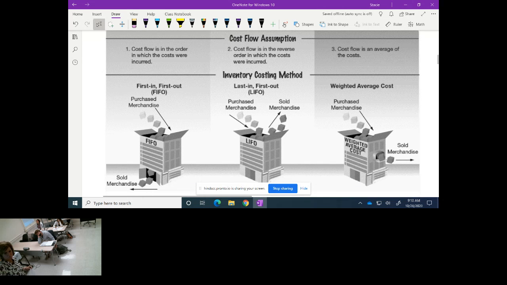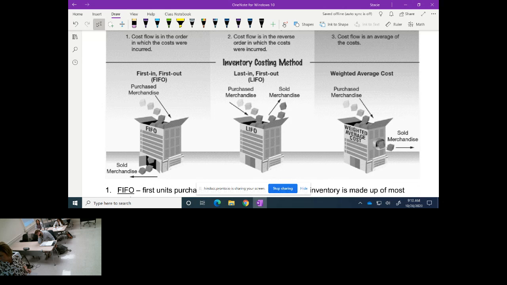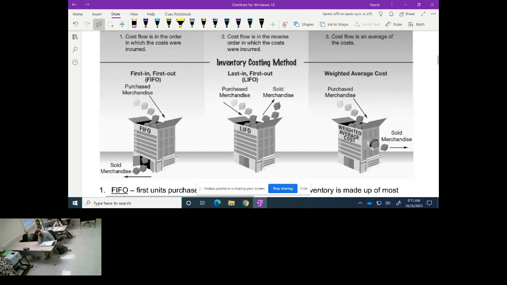So this looks like a building, but it's a building or a box, whatever. Let's say you have a box and you have red, green, and yellow blocks. You put the red ones in first, then the green ones, then the yellow ones, and this just represents batches of purchases. Well, if you open the bottom to get out merchandise to sell, what's going to come out first? The ones you put in there first. Because they're on the bottom, they're going to come out first when you open it.